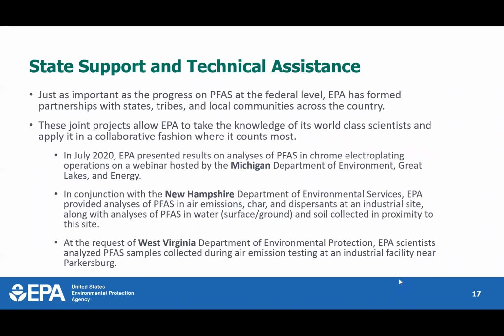So again, we think these issues are just as important as the progress that everybody's been talking about on the regulatory front at the federal level, because this is where we're really getting a lot of great work done and improving our knowledge in a collaborative fashion. So I just listed 3 examples here on this slide. Work that we did with Michigan analyzing PFAS and chrome electroplating operations, work we did with New Hampshire to analyze PFAS in different media at a specific industrial site and in close proximity to the site. And then lastly, working with West Virginia to analyze PFAS samples that were collected during air emission testing at an industrial facility.